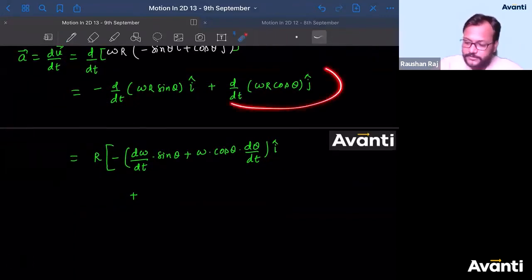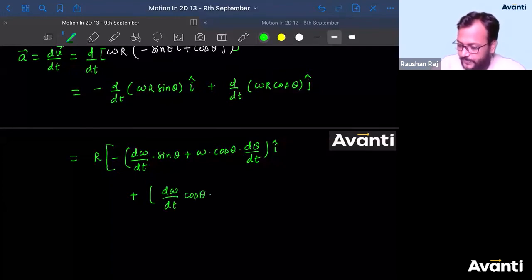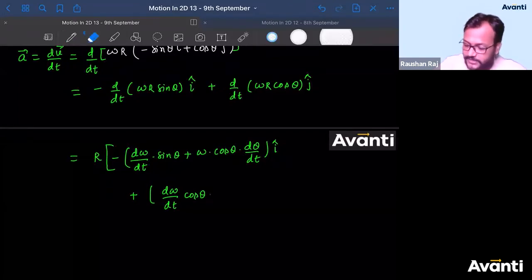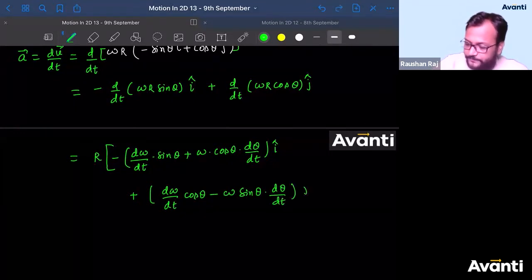What about this one? So now I'll differentiate the second term. Let us differentiate omega: d omega by dt into cos theta, plus omega into the differentiation of cos theta, which is minus sine theta. So minus omega sine theta into d theta by dt, and this j cap.